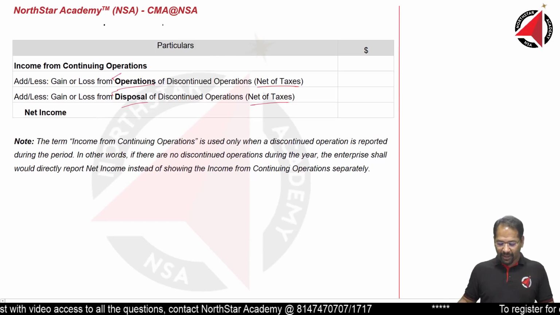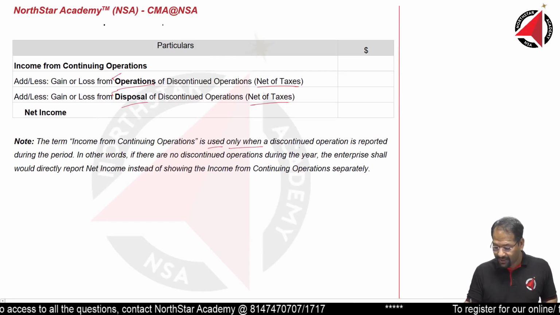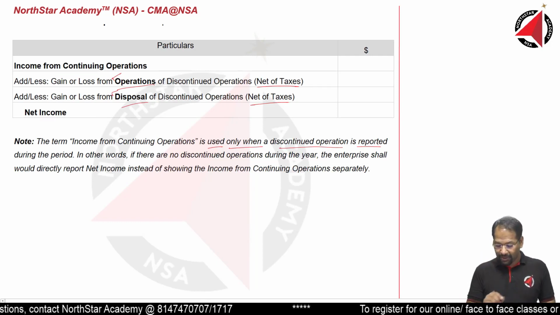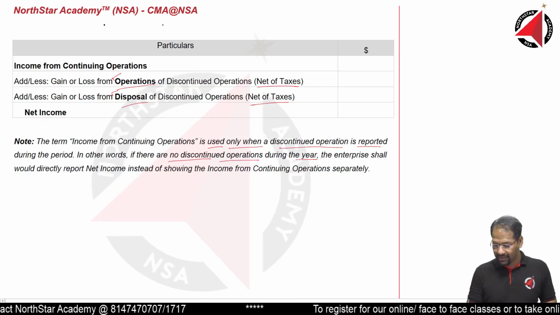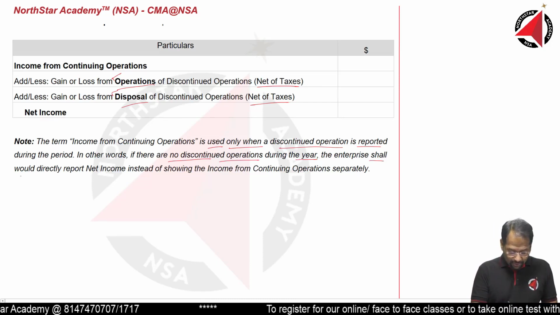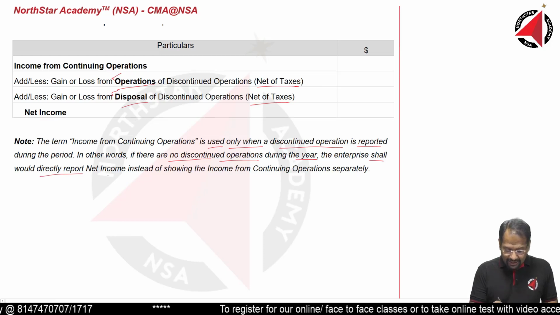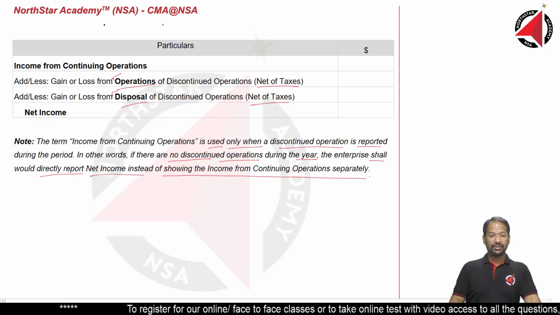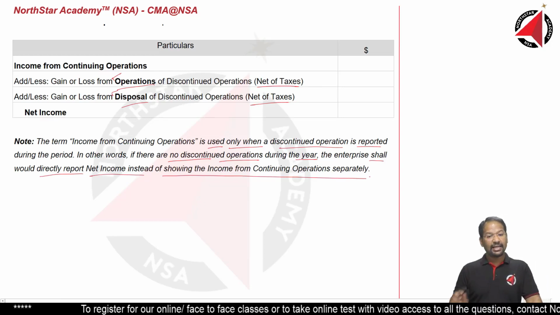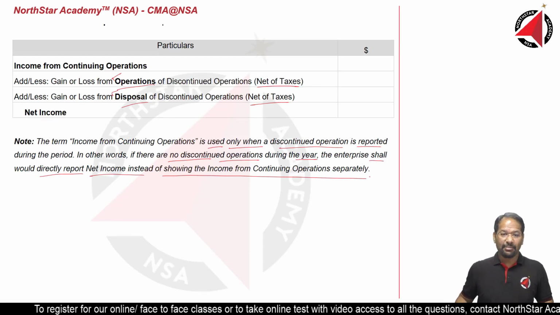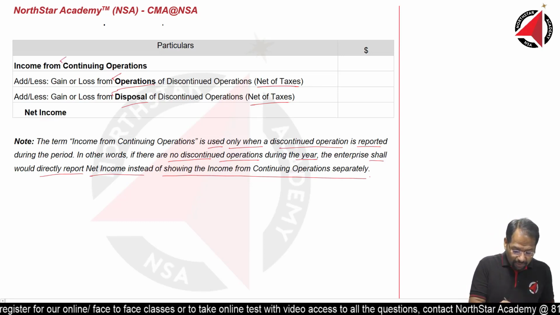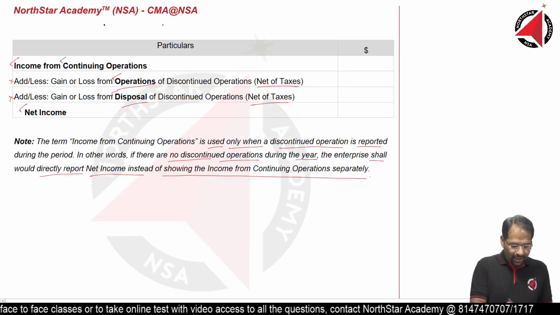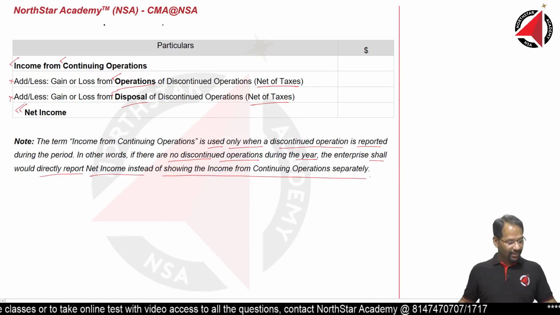The term income from continuing operation is used only when discontinued operation is reported during that period. If discontinued operation is not reported during the period, the enterprise shall directly report net income instead of showing income from continuing operation separately. Alright, the enterprise shall directly report what? Net income, meaning you don't have to write continuing operation. Instead of writing income from continuing operation, you write directly net income. Comfortable? Yes.